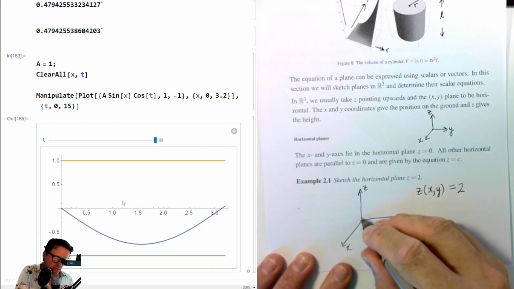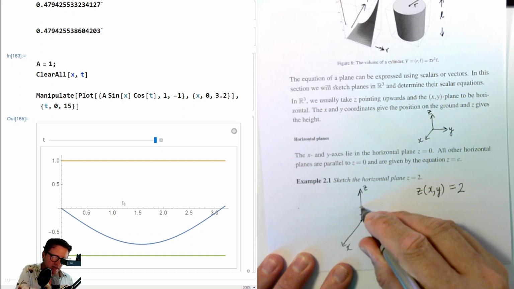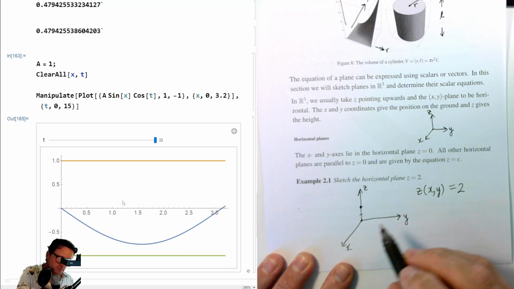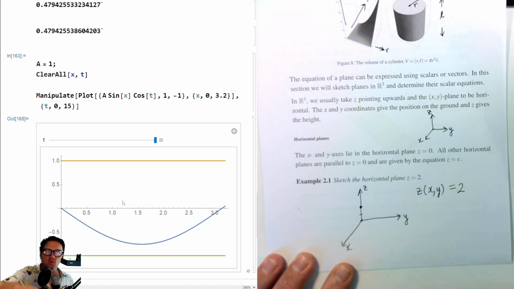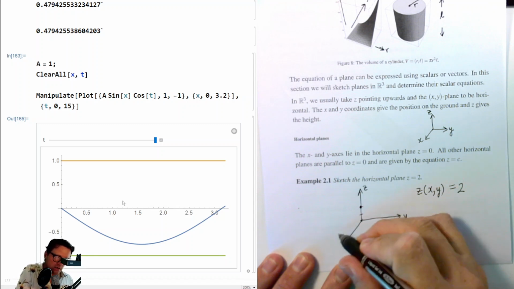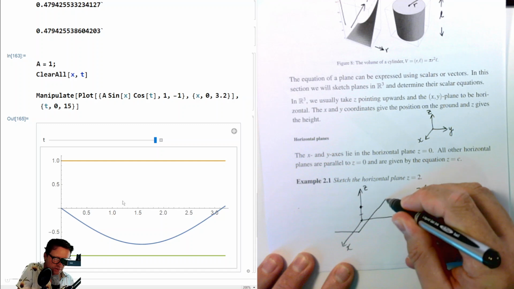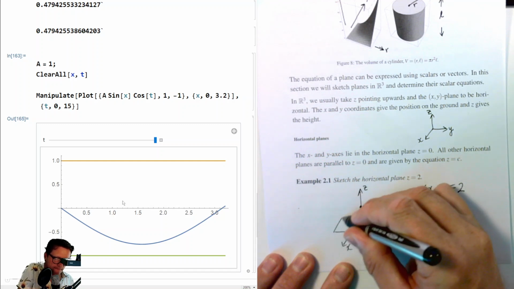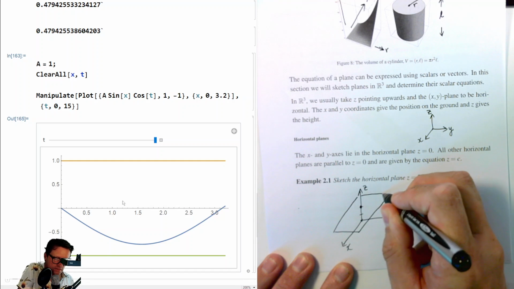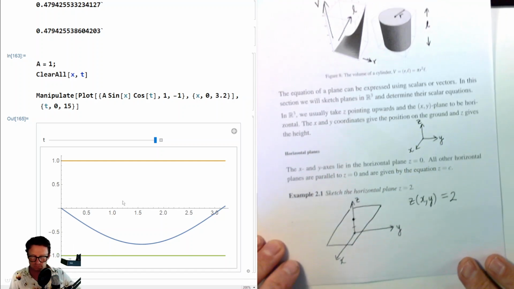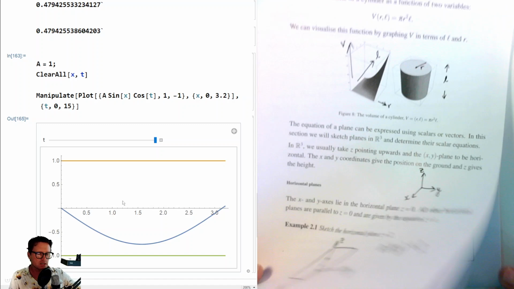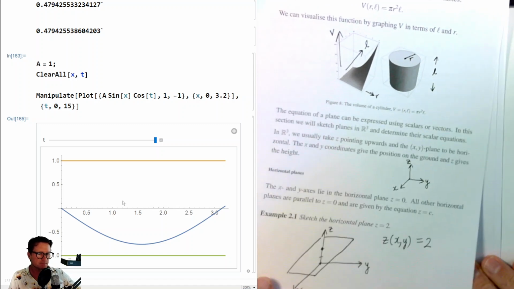Now, let's find 2. So 1, 2. Let's put it here. So we have a point 0, 0, 2. Okay, now I want to draw a plane. It's going to be horizontal because remember, no matter what x is and what y is, z is always equal to 2 in this horizontal plane. So I'll do my best to draw that, but you have to use a little bit of imagination. So something like this. Okay, let's move on to the next page.